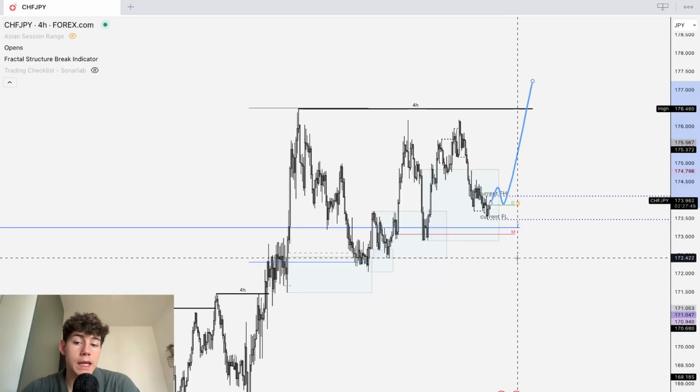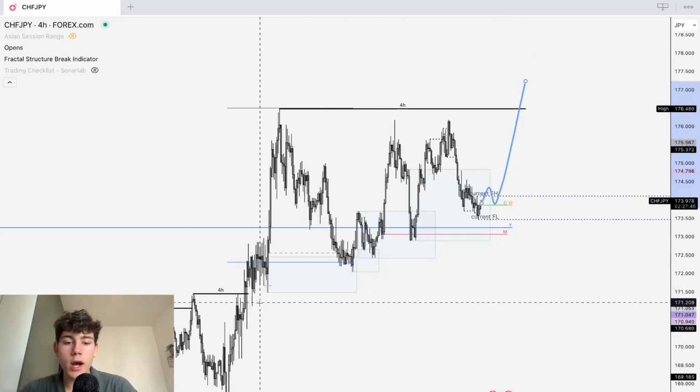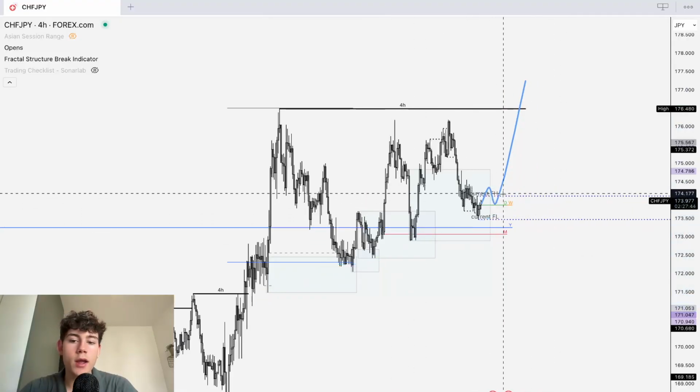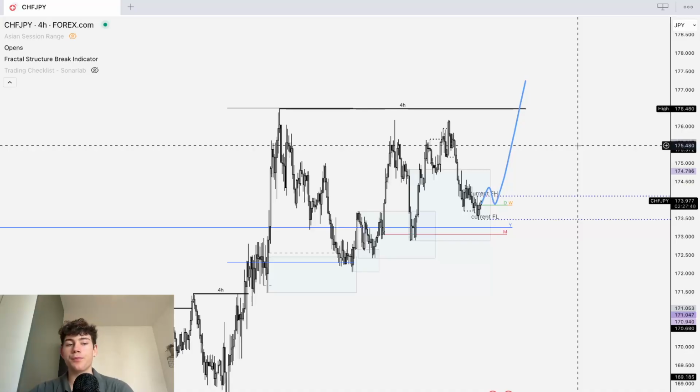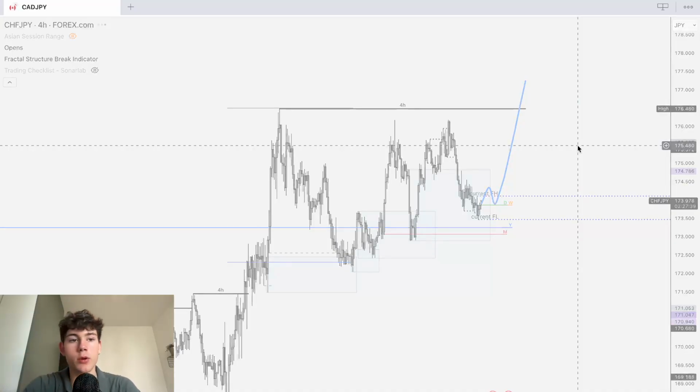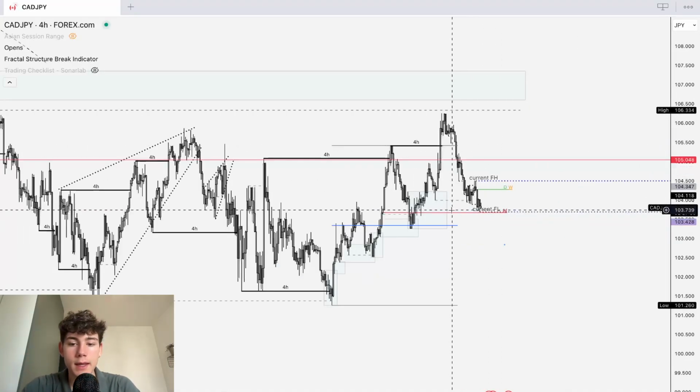So this is, again, beautiful. Why are you rejecting the lows? Why aren't you going to reject the low over here? And then you can just trade up higher. So on Swiss Yen, that's also what I'm waiting for. Then we have CAD Yen as well.